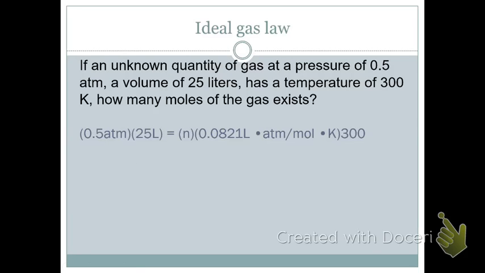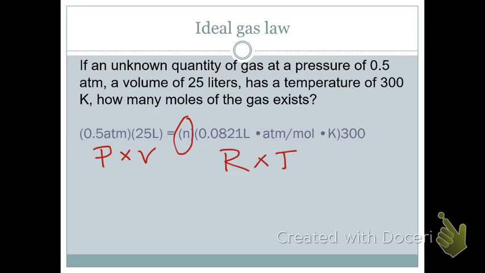If an unknown quantity of gas at a pressure of 0.5 atmospheres, a volume of 25 liters, has a temperature of 300 K, how many moles of the gas exists? Here they've laid it out for you. Once again, you have your pressure, you have your volume, we're looking for the moles, you have your R value, you have your temperature.